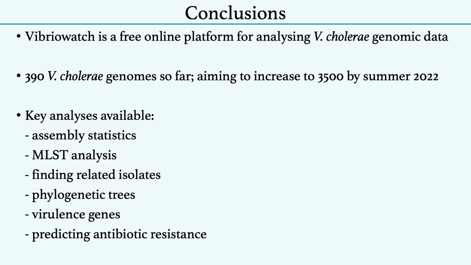In conclusion, Vibrio Watch is a free online platform for analysing Vibrio cholerae genomic data. We have included 390 Vibrio cholerae genomes so far, but aim to increase this to 3,500 by this summer and even more afterwards. Key analyses that you can do using Vibrio Watch are to analyse assembly statistics, perform MLST and core genome MLST analyses, to find related isolates using core genome MLST or phylogenetic trees, to identify virulence genes and predict antibiotic resistance.